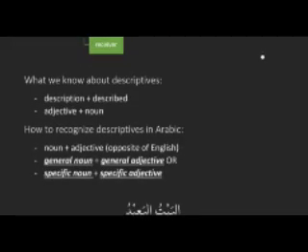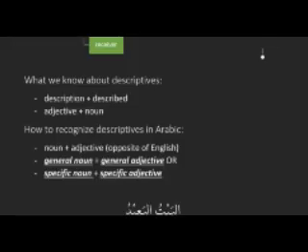Number one, a descriptive fragment in Arabic is made up of a noun and an adjective. So that's actually opposite of English. Think about a descriptive fragment in English. We say the red ball, right? Which is the description, which is the described? Red is the description, ball is the described. So the describing word is first, and then the word that it's describing comes second.